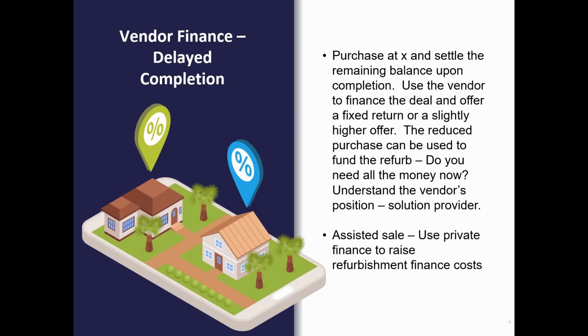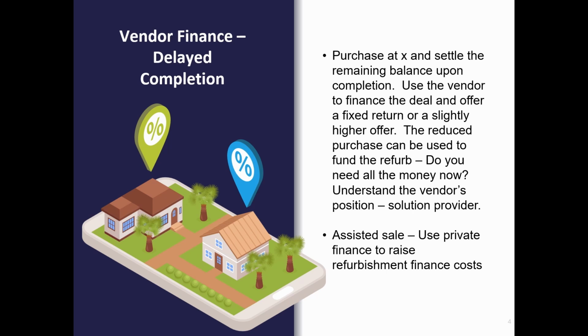Other ways we can look at using private finance. You can have vendor finance. It's always an interesting one, because naturally when you submit an offer, you put it on the table as your offer to purchase the property at that agreed price. But what you could also do is say, what happens if I purchase this property at X amount, but settle the remaining balance upon completion?